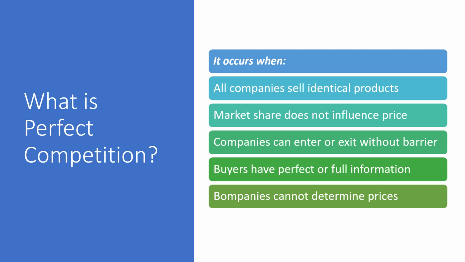So, then take a look at this again. What is perfect competition? In economic theory, perfect competition occurs when all companies sell identical products, when market share does not influence price, and companies can enter or exit without barrier. And it occurs when buyers have perfect or full information. Companies cannot determine prices. When that does happen, it's perfect competition.